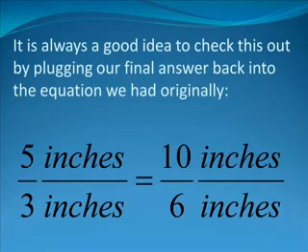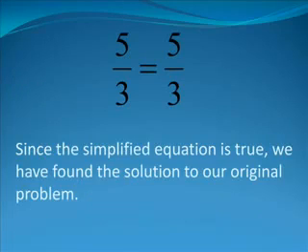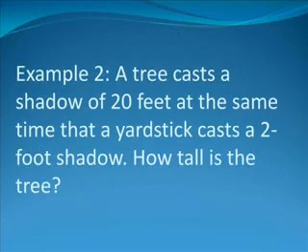It is always a good idea to check this by plugging our final answer back into the equation we had originally. 5 inches divided by 3 inches is equal to 10 inches divided by 6 inches. Simplifying, 5 over 3 is equal to 10 over 6, and 10 over 6 is equal to 2 times 5 divided by 2 times 3, which is equal to 5 divided by 3 because the 2's cancel. Thus, we have found our final answer and verified it.